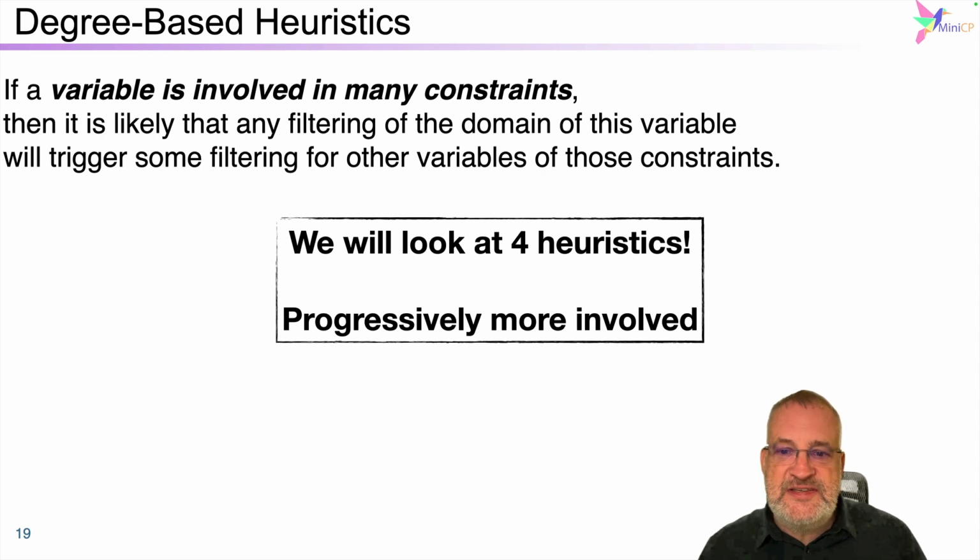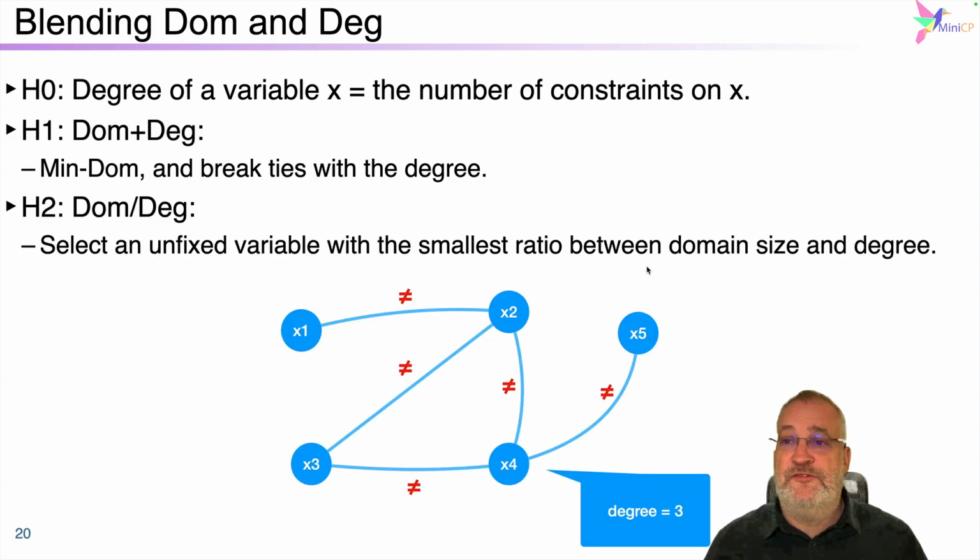And we're going to look at several variants that are increasingly more involved. Now, the first one is basically the degree of the variable, simply being the number of constraints that touch it. That's the first heuristic. We're going to call it h0. The next one is going to be h1, dom plus deg, and then dom over deg, which are two extensions. But let's start with the degree.